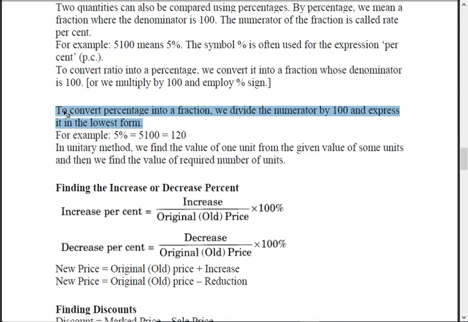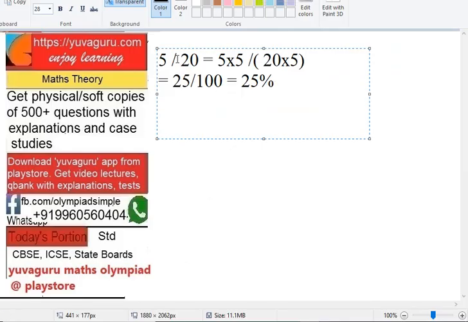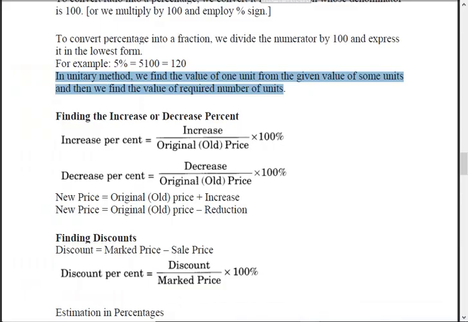Now the reverse: to convert a percentage into a fraction, we divide the numerator by 100 and express it in the lowest form. Go in the reverse order. If you have to convert 25% into a fraction, what do you do? 25% means 25 upon 100, then bring it to the lowest form, 5 fives are 25 and 5 twenties are 100. So 5 upon 20.